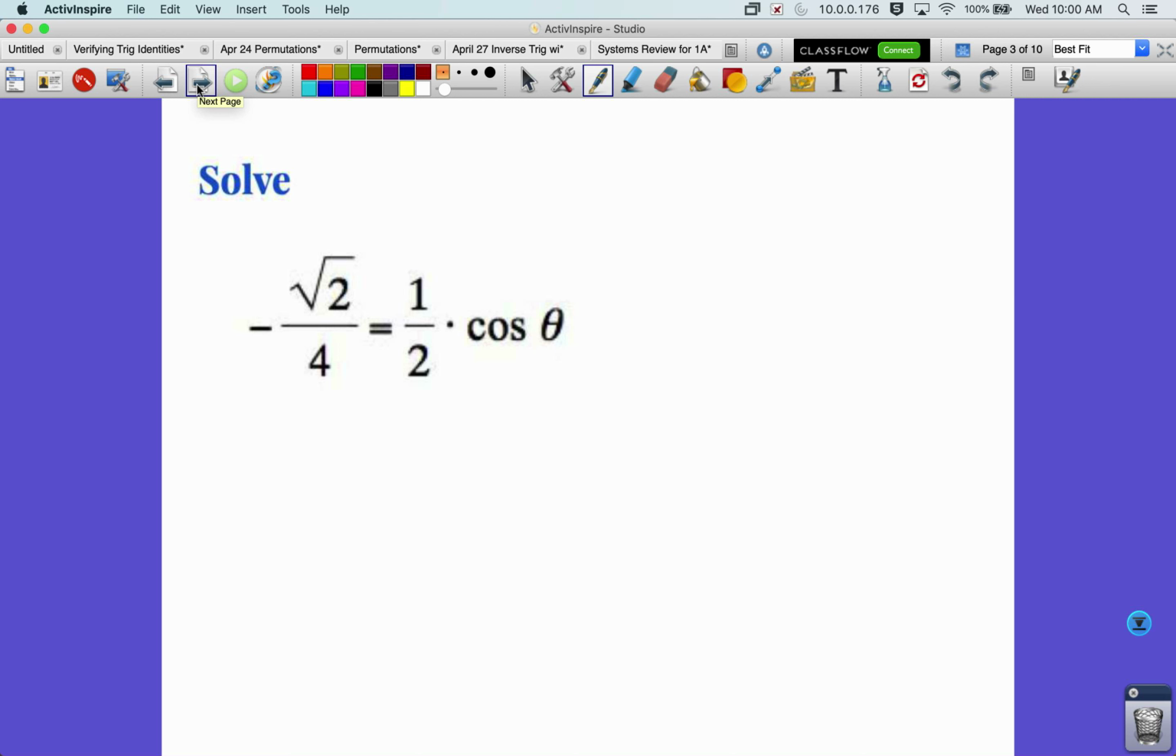Got one right here. Hopefully you've got your notes out. Today's date at the top. Go ahead and copy this one down. How are we going to solve it?